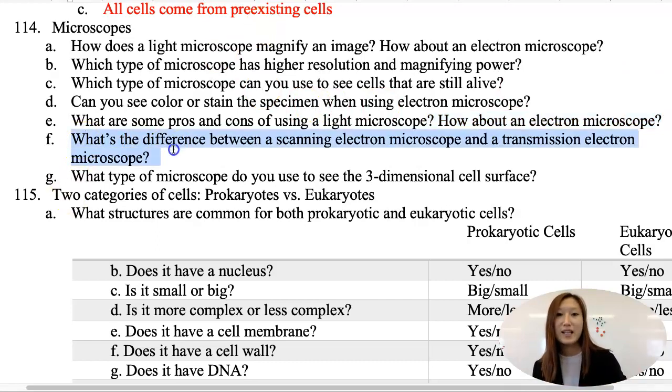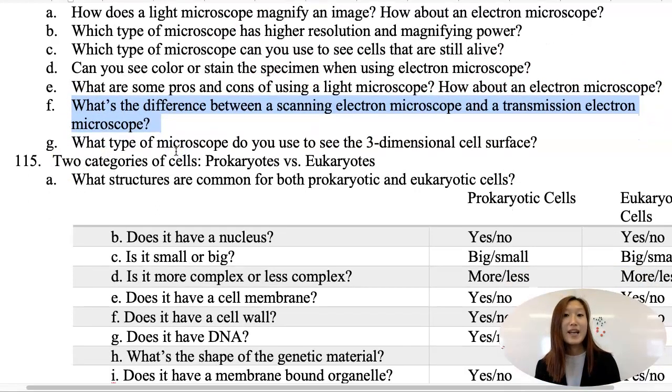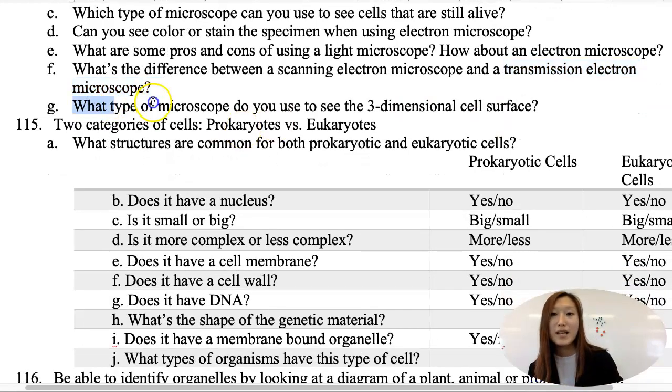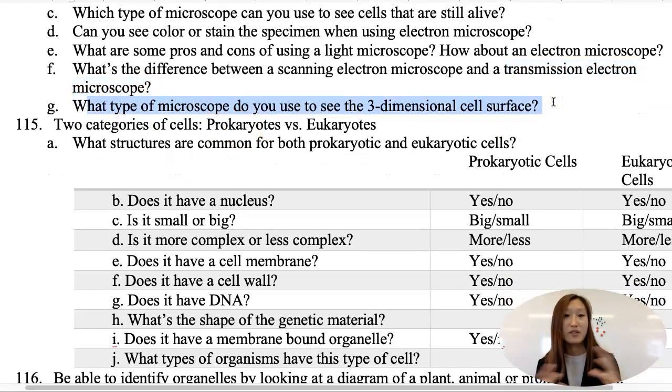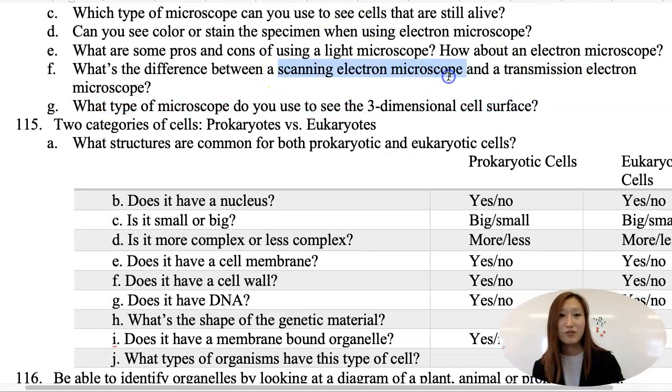What is the difference between a scanning electron microscope and a transmission electron microscope? A scanning electron microscope scans the surface of the cell, so you can see everything that's going on at the surface, the very outside of the cell. But a transmission electron microscope takes a very thin slice of the cell itself, and you get to see all the organelles inside the cell. What type of microscope do you use to see the three-dimensional cell surface? That will be the scanning electron microscope.